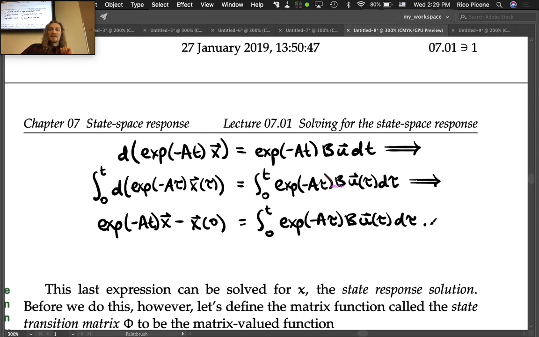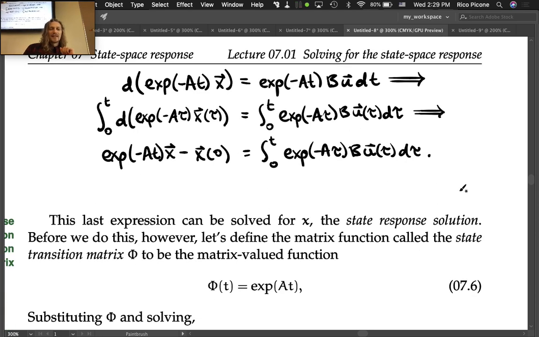Puns are the best. This last expression can be solved for x, the state response solution. So we've got x all by itself here pretty much. We can add x of 0 to both sides, get rid of this term. Then we can multiply both sides by the matrix exponential of At, which I'll posit is the inverse of the exponential of negative At, and solve for x.